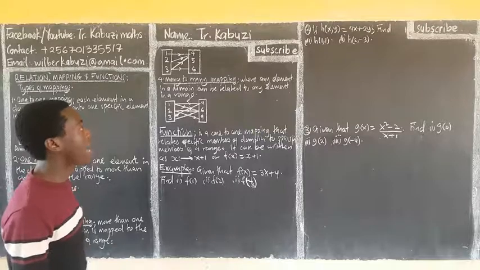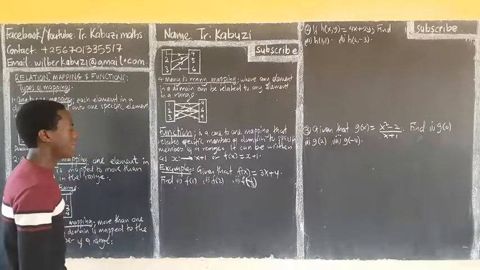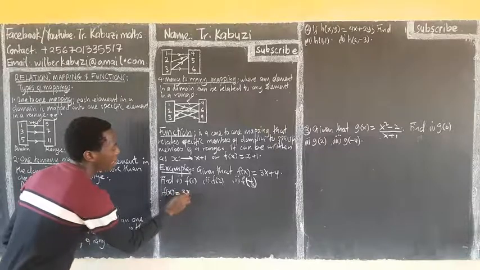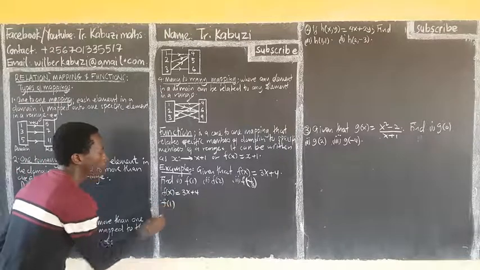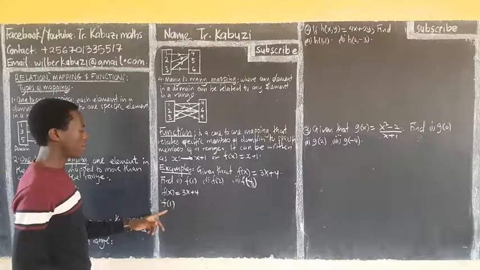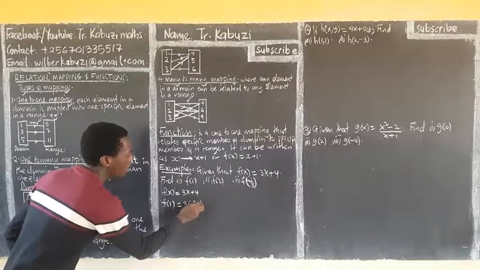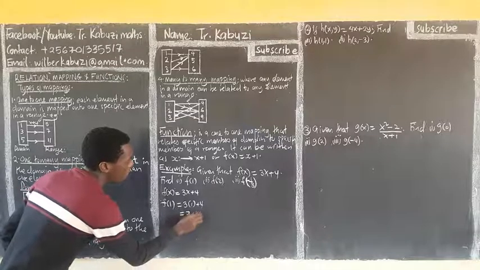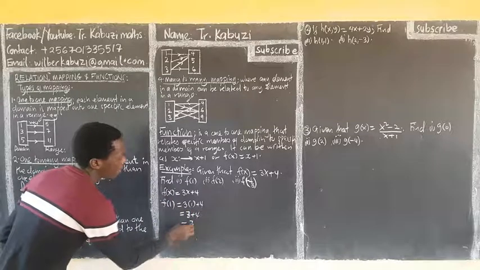Let us see how we handle the first part. Given that f of x is this, find f of 1. Our f of x is given by 3x plus 4. If they say f of 1, it means where there is x, you put 1. This will be 3 times 1 plus 4, which is 3 plus 4, which is 7.